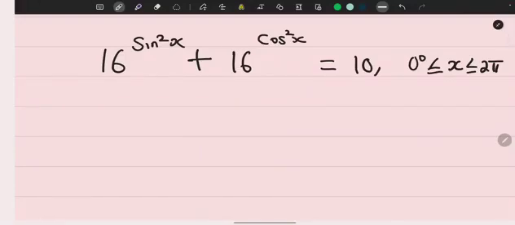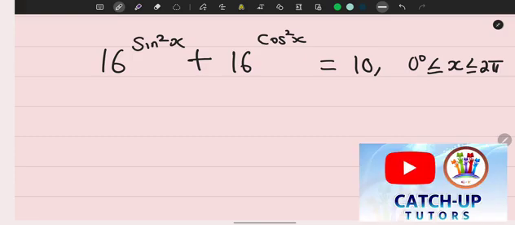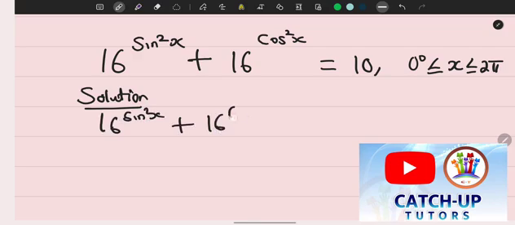In today's class, I'm going to provide a solution to this given problem, and this is just like an exponential trig function or trig equation. Okay, so given that 16 raised to the power of sine squared x plus 16 raised to the power of cos squared x equals 10. So how many of you can solve this given question?